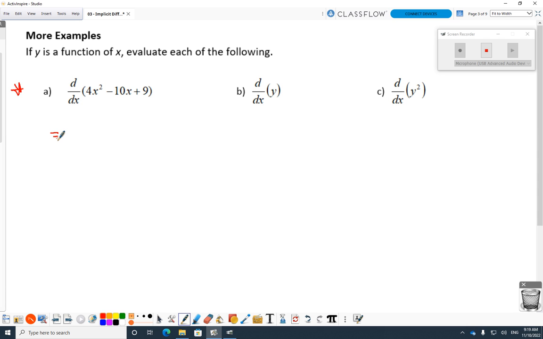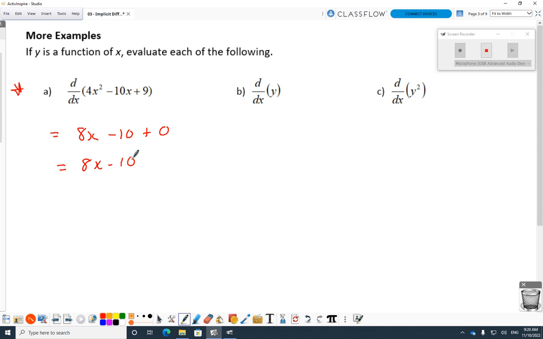So here, derivative by dx of 4x squared is just 8x. Easy stuff. Derivative of negative 10x is just negative 10. And the derivative of 9 is 0. I'm going to write that just to really show what's going on here. When you're finding d by dx of terms that have x in them, derivatives are easy like they were last chapter. And I'll tidy that up with a very tiny step.